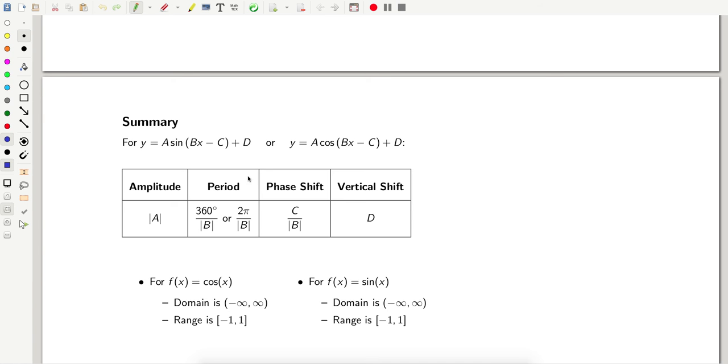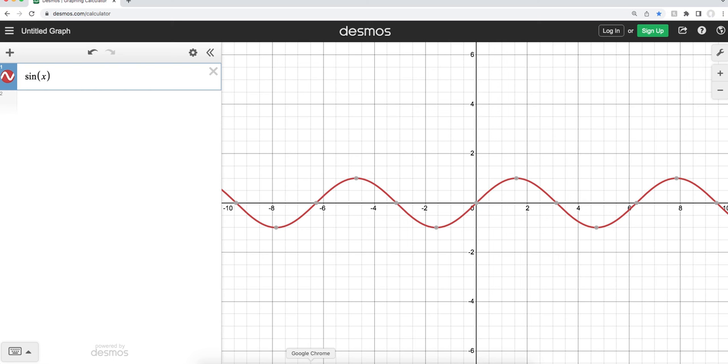So just to summarize our functions in the form a sine of bx minus c plus d, or a cosine of bx minus c plus d. For sine and cosine, your domains are all real numbers. You can take the sine or cosine of any angle you wish.